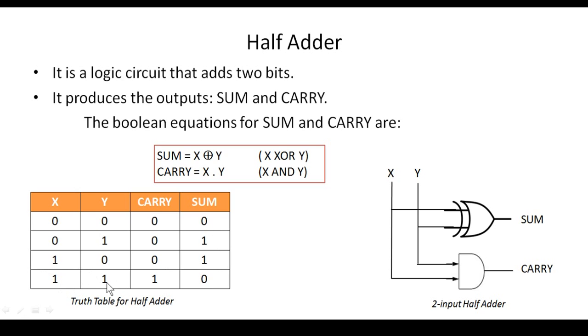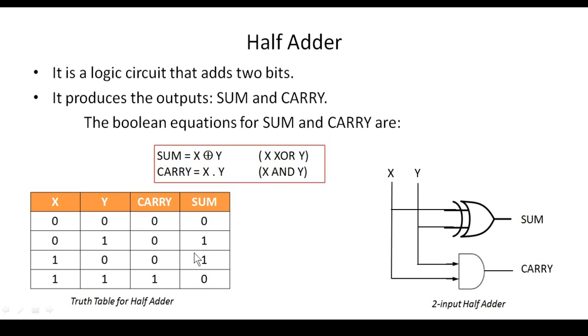Now you got two digits, that is 1 plus 1 is 10. So the sum value will be 0 and the carry value will be 1. So this is the truth table that you got for half adder. Okay, just add these two columns, you will get sum and carry values.